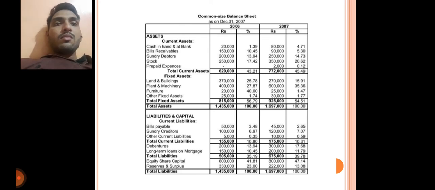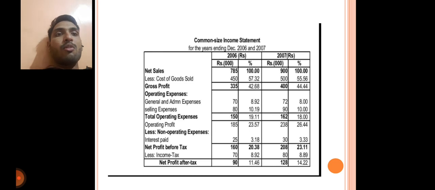which is from December 31st, 2007. We are comparing 2006 and 2007 in the form of rupees and percent. We are explaining the current assets, the fixed assets, and the current liabilities. This is the total example of that. In the next slide, it is also a common size statement from December 2006 and 2007. It shows the net sales, gross profit, operating expenses, the total operating expenses, and the less non-operating expenses. This is the example of that.